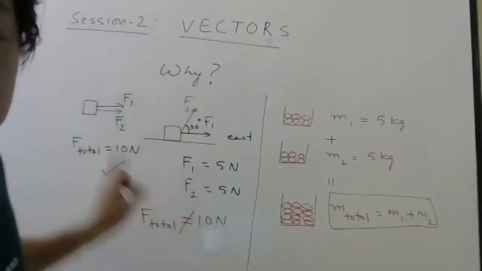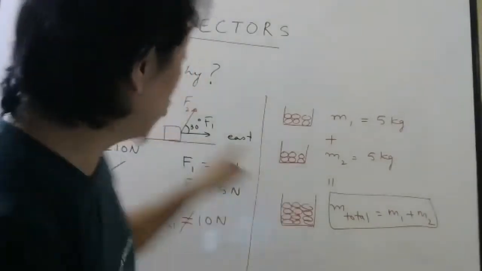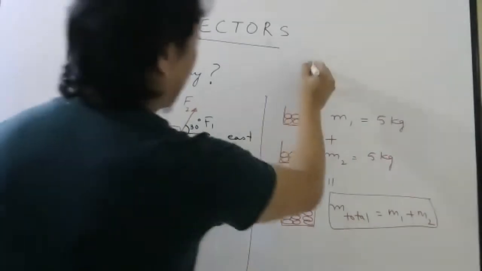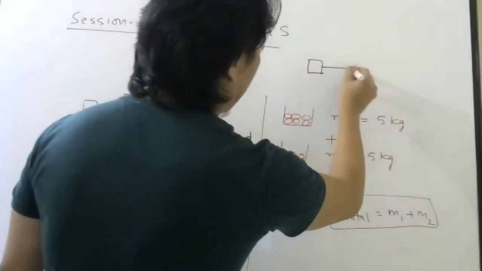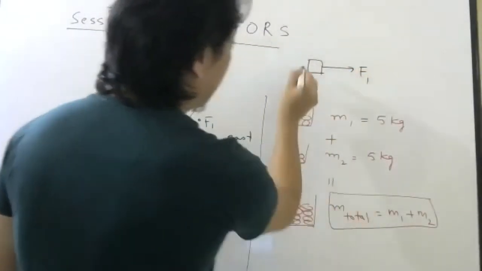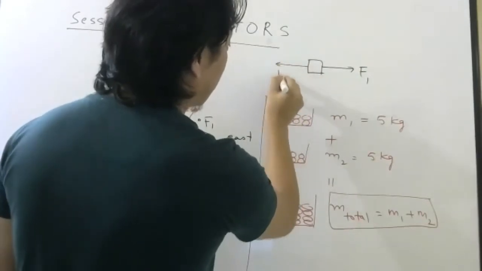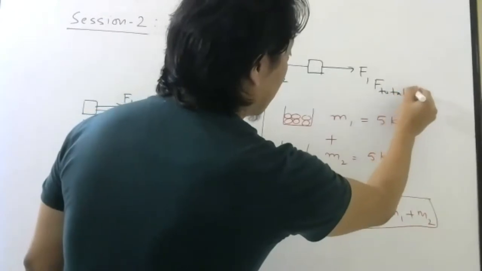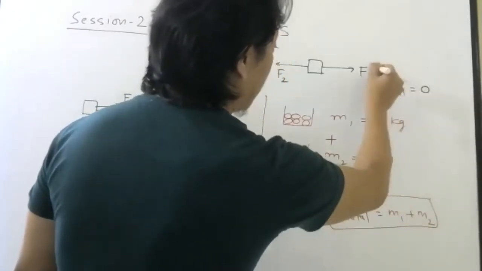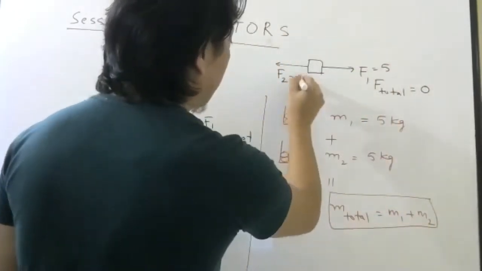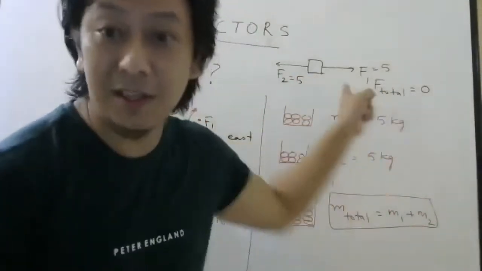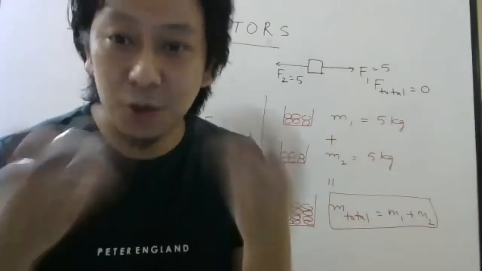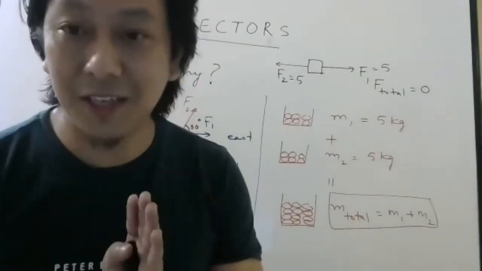But who knows? You may apply force in this direction, and I may apply force in this direction. Then the total force is surprisingly 0. If this is 5 Newton and this is 5 Newton, the total force is actually 0 in this case. The body will not move. The body will not move, meaning what? The total force is 0. Are you understanding?